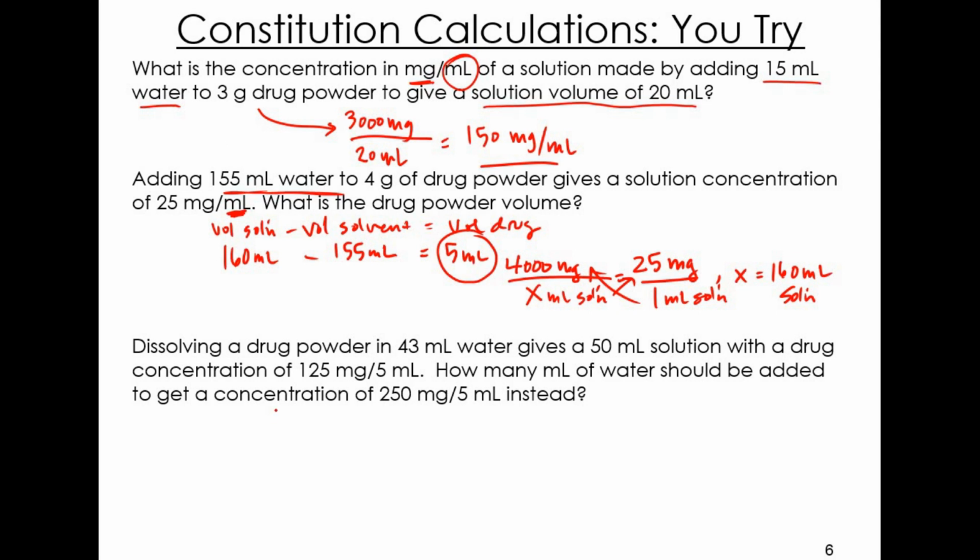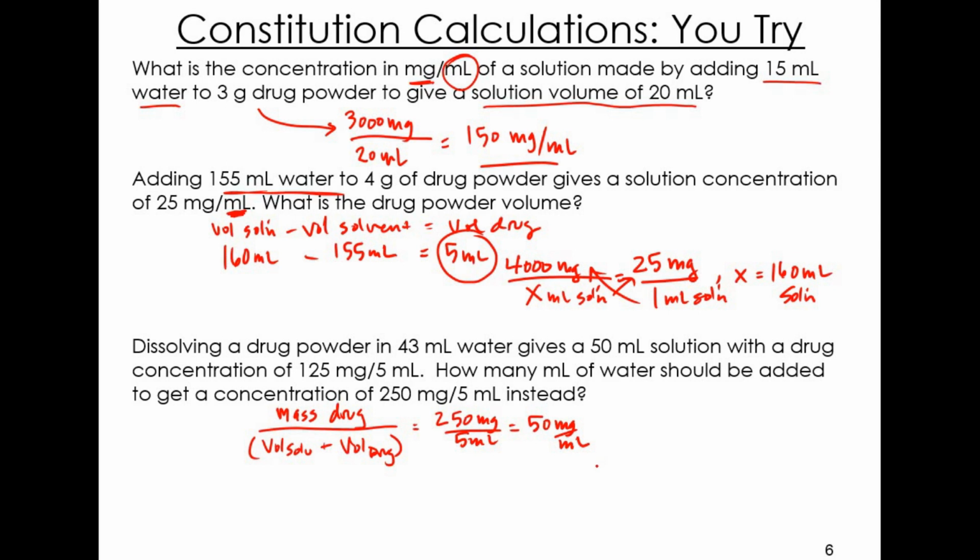And so let's think about this kind of master equation we have, where we put the mass of drug over the solution volume, which is volume of solvent plus volume of drug. And that's going to equal the concentration, which is 250 milligrams per 5 mils. And we can divide that through to just get 50 milligrams per mil.